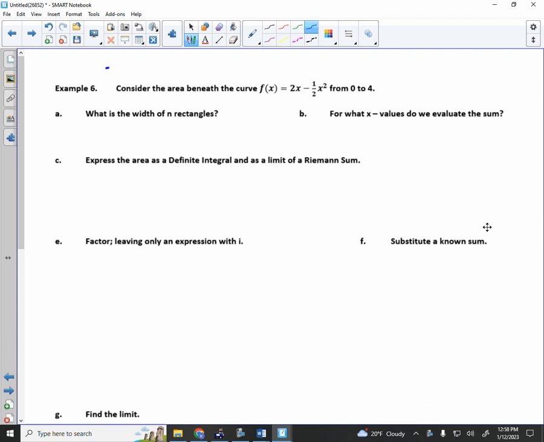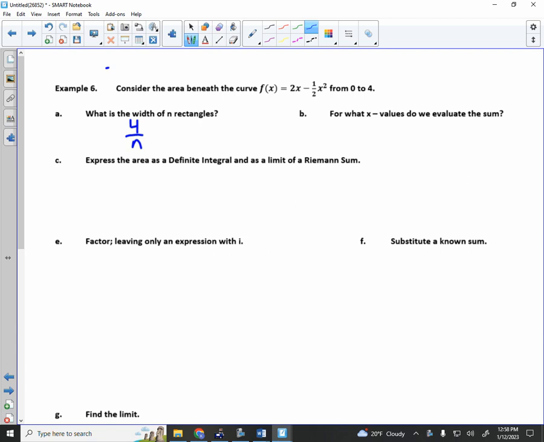So we have some confidence now. We're going to build by having 2 pieces here. So let's start with the basic. What's the width of the n rectangles? 4 over n. Great.